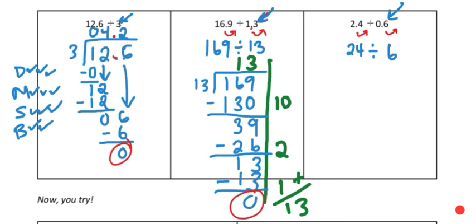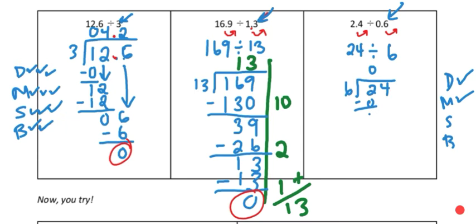And we can probably do this one in our head, but we're going to set it up anyways. The 6 on the outside and the 24 on the inside. If I do dad, mother, sister, brother, then I get 6 fitting into the 2 0 times. 6 times 0 is 0. Subtract those to get 2. Then we have to bring down the 4 because 6 doesn't fit into 2. 6 fits into 24 4 times.